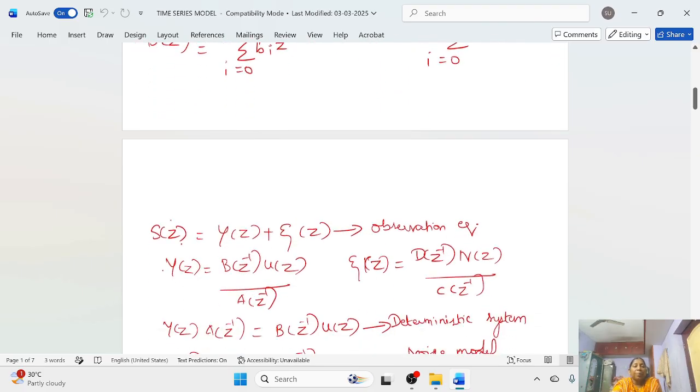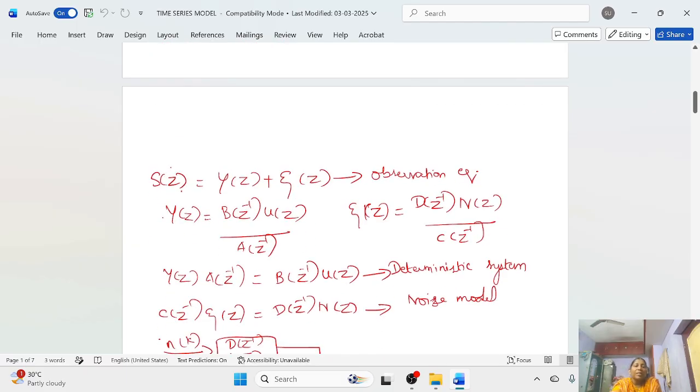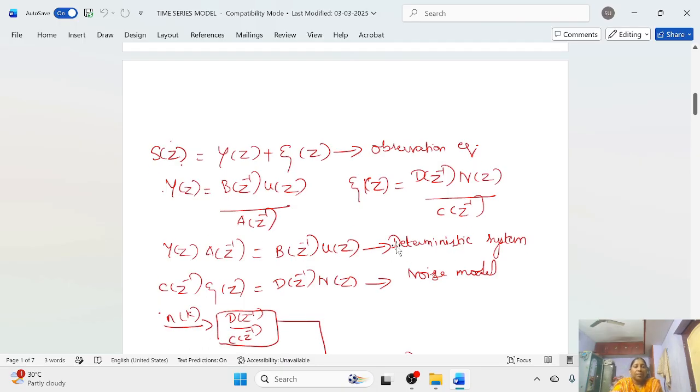After that, the observation signal is S of Z equal to Y of Z plus the noise, signal plus noise. The signal is expressed as B of Z inverse into U of Z by A of Z inverse. When you cross multiply this equation, we call it a deterministic system. Deterministic means the signal is already determined, its shape and characteristics are determined mathematically as well.